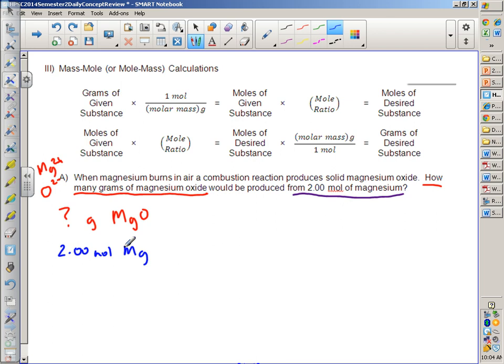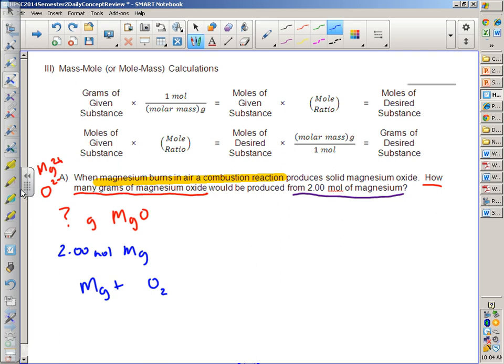First off, there are some things they gave us to help us. When magnesium burns in air, a combustion reaction. What do we know about combustion reactions? It's always one substance reacting with oxygen. So Julian, what's reacting with oxygen in this reaction? Magnesium. So our two reactants are magnesium and oxygen. We said that oxygen always comes as a diatomic, so we have to include it that way.